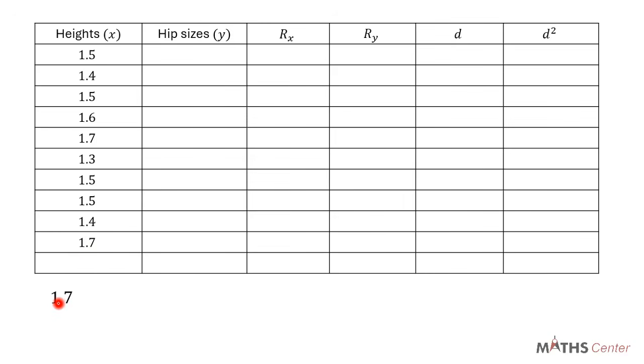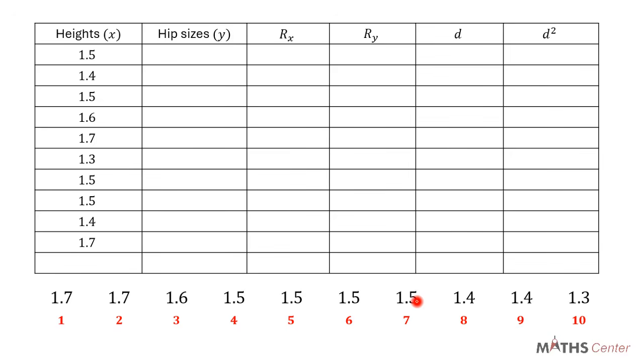From the table, you can see that the highest one is 1.7. There's another 1.7. And then after that, the next one is 1.6, and the one after that is 1.5. There are 4 of the 1.5s. So we have 1.5, 1.5, 1.5, and 1.5. The 1.4 occurs 2 times. So we have 1.4, 1.4, and then the least value here is 1.3. Now let's assign the ranks to them. So this will be 1, 2, 3, 4, 5, 6, 7, 8, 9, 10.